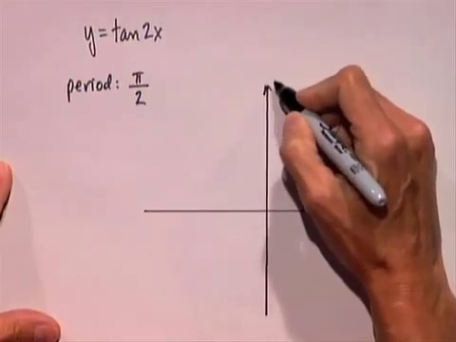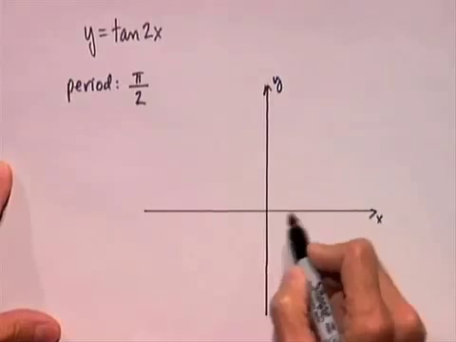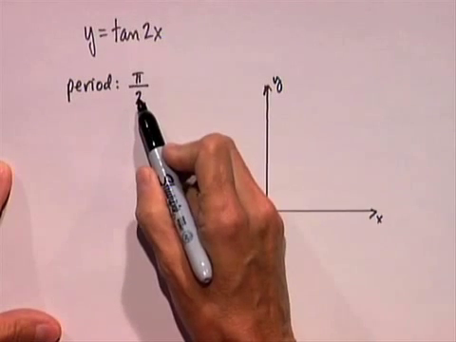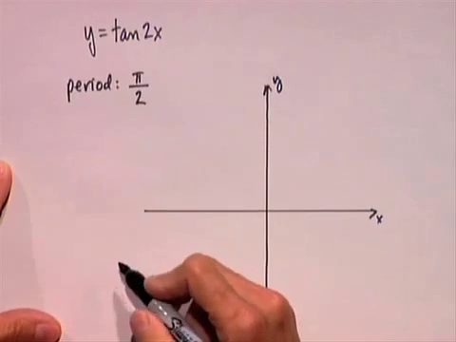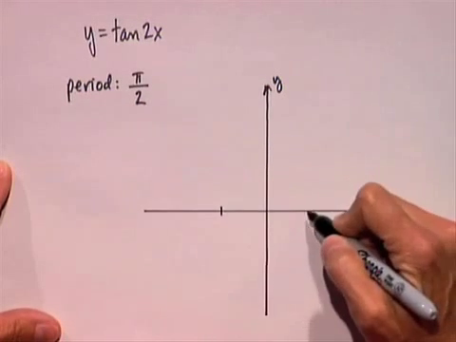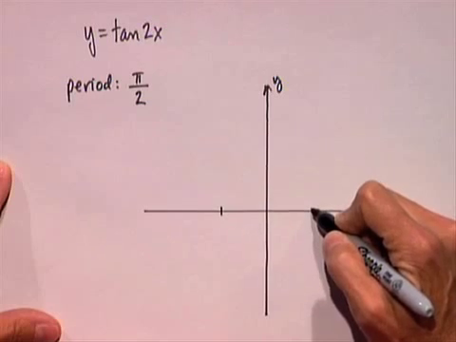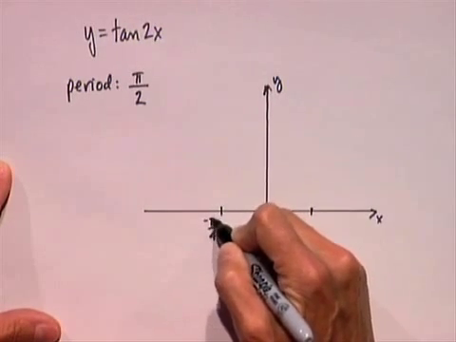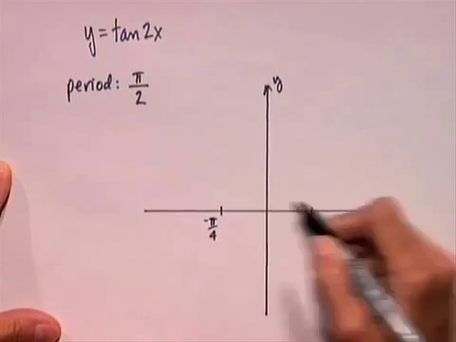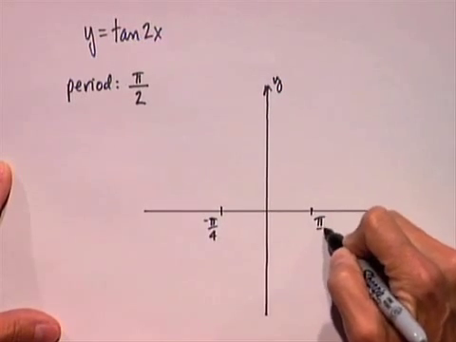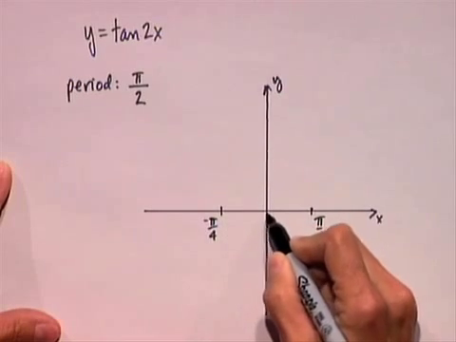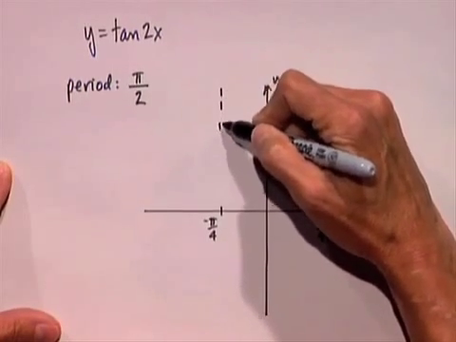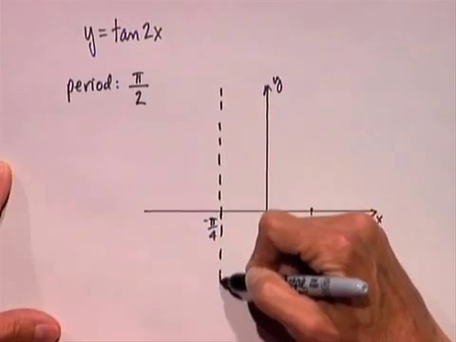And I need to think about if I have a set of vertical asymptotes that are centered around the y-axis that are pi over 2 units apart, what would be the location of them? Let's say one of them's here, one of the vertical asymptotes is there, and one is here. Each of them is at pi over 4 units from the y-axis. So at negative pi over 4, because pi over 4 plus pi over 4 is pi over 2. So here's one vertical asymptote.